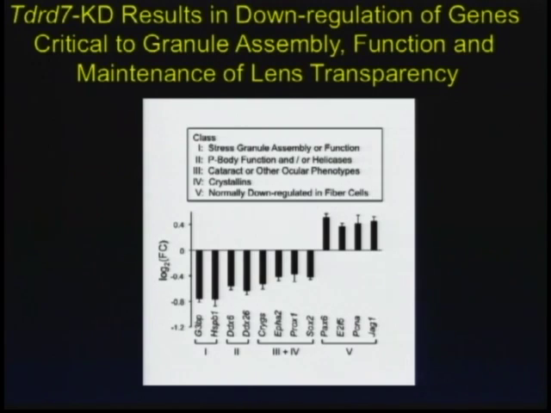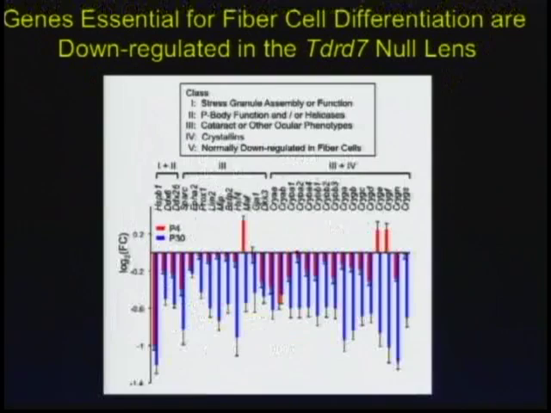So somehow the level of repression was elevated for those. Interestingly, when we compared this with the lens mutants, we found that 6 of these genes were commonly downregulated in the Tdrd7 mutant mouse lenses too. So these represent likely candidates which are more dramatically affected in the mouse lenses.